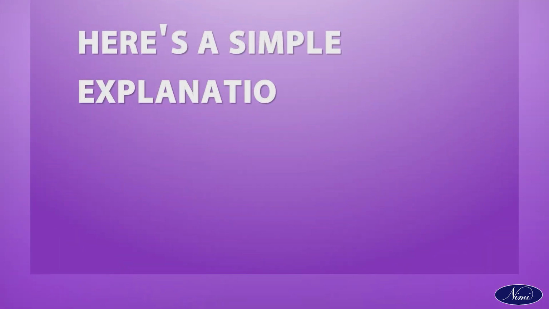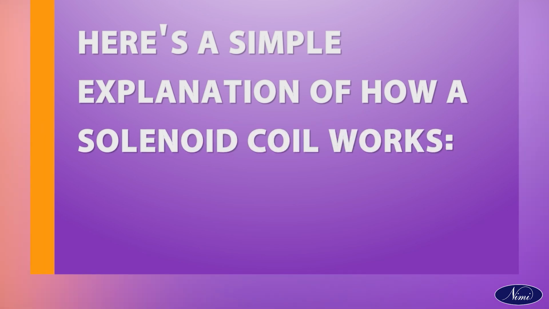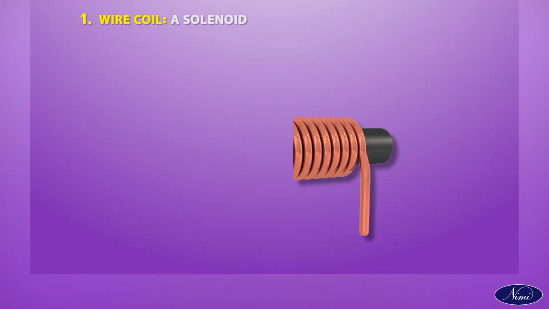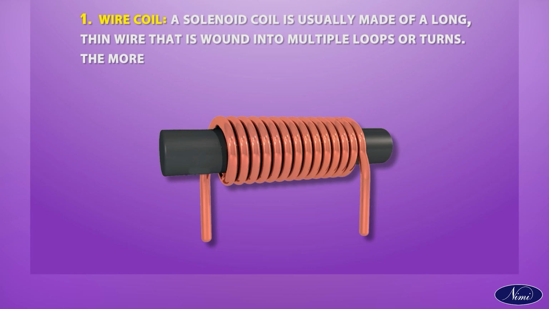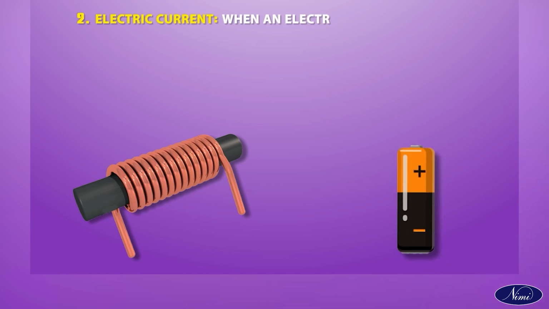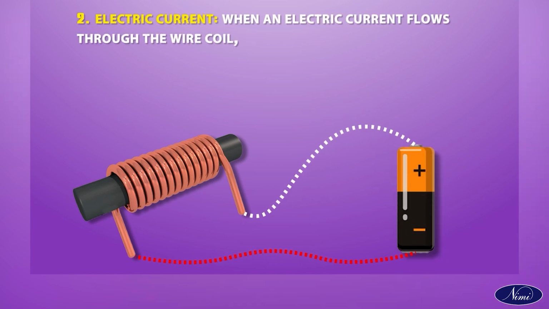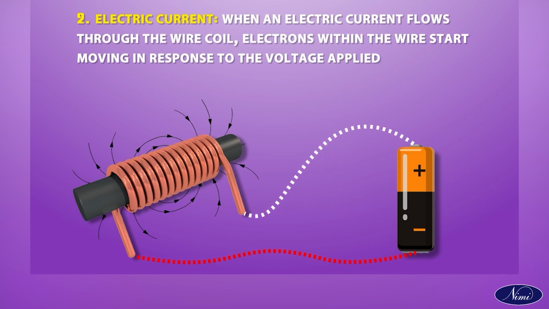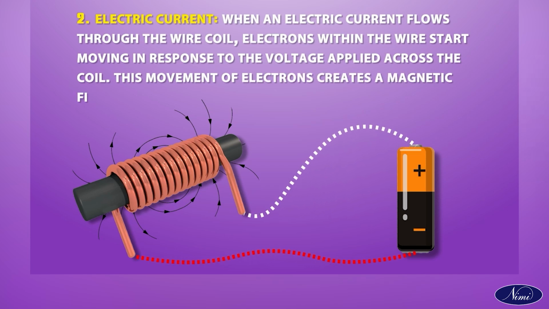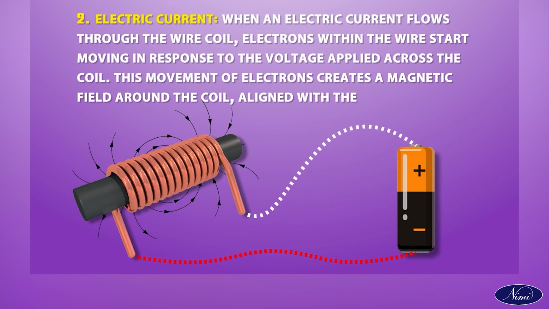Here's a simple explanation of how a solenoid coil works. Wire coil. A solenoid coil is usually made of a long, thin wire that is wound into multiple loops or turns. The more turns the coil has, the stronger the magnetic field it can generate. Electric current. When an electric current flows through the wire coil, electrons within the wire start moving in response to the voltage applied across the coil. This movement of electrons creates a magnetic field around the coil aligned with the axis of the coil.